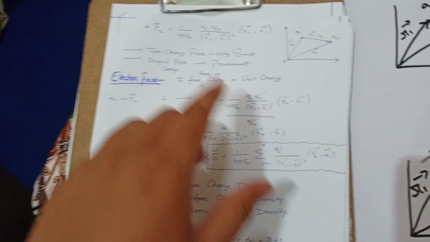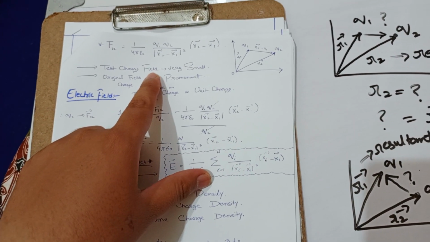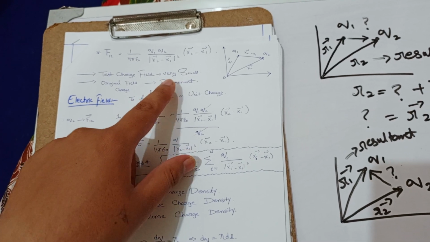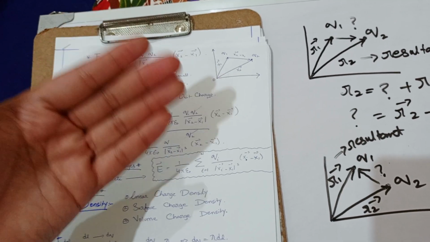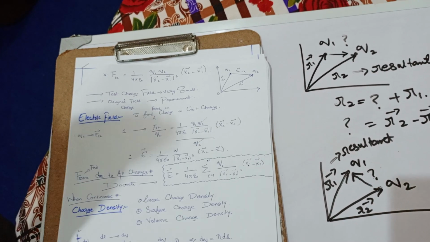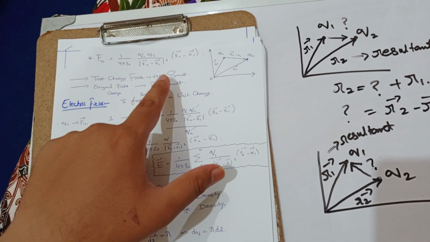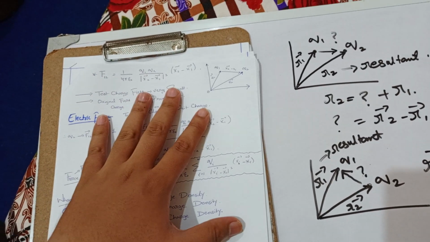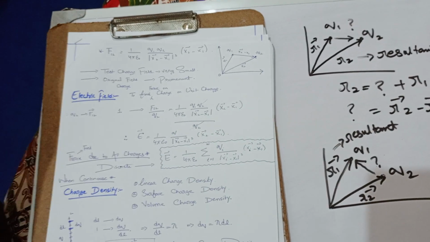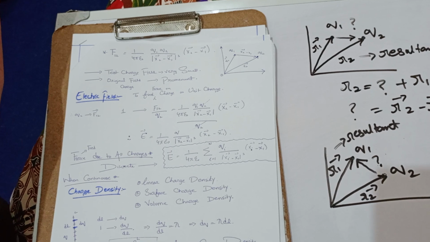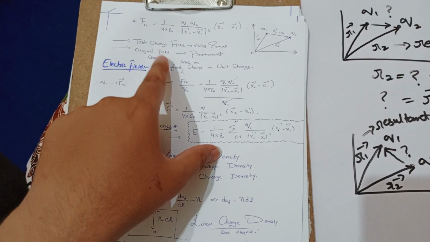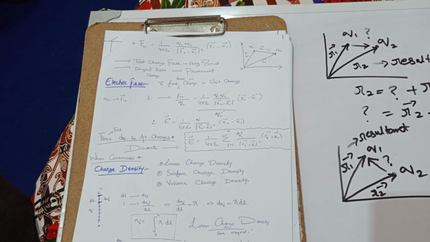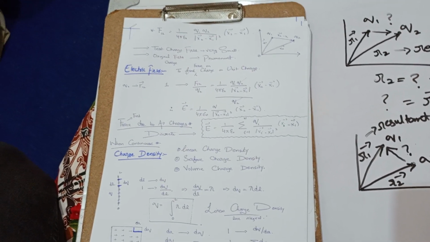But the test charge must be very small. Why? Because if it is large, it has its own field, so it disrupts the original charge's field. That's why we take it as small, so that its field never disturbs the original charge field. Understood? Okay, and the original charge's field is prominent.